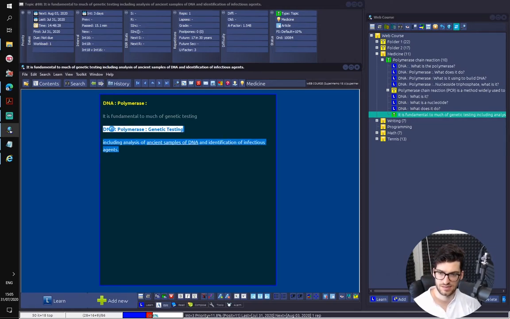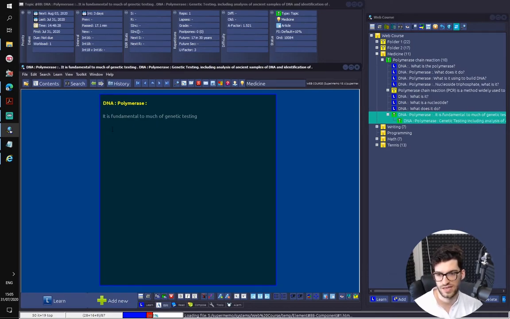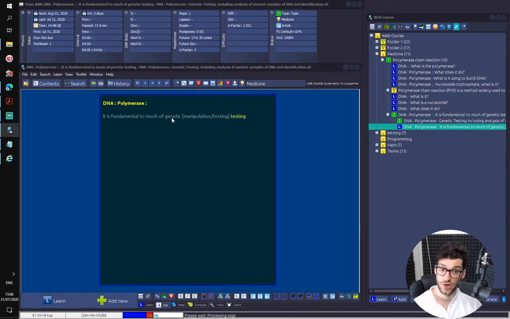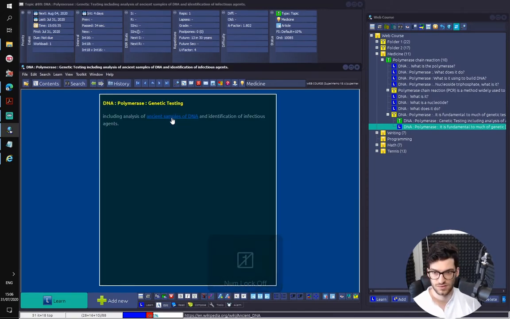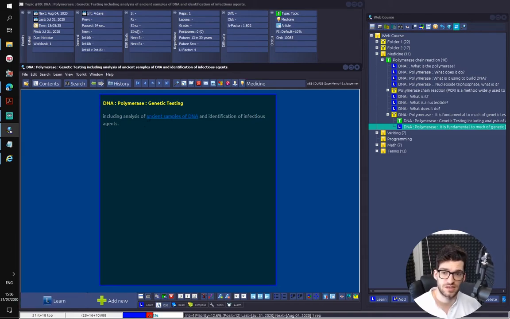Okay, now let's do an extract of that. It is fundamental to much of genetic. You know what? We want some hints here. And we're gonna say not testing, manipulation. It is true that in some cases it's manipulation, but testing is the prevalent thing. I'm sure there's gonna be some smart ass saying, oh, but actually I don't care. Shut up. Go make your own course. So here, including analysis of ancient samples of DNA and identification of infectious agents.